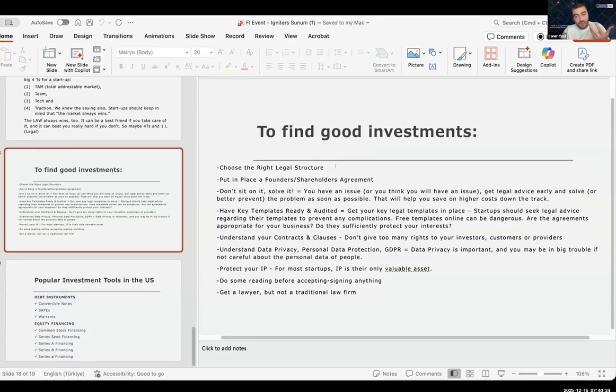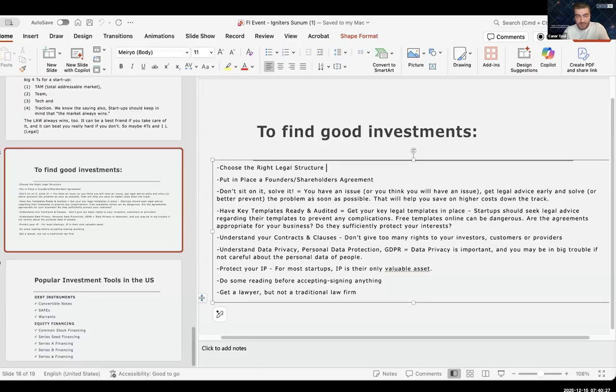Most investors look at some basics, which we mentioned already: the right legal structure. If you are in the US, for example, you need to have an incorporation, not an LLC in most scenarios, because LLCs are not VC friendly, investor friendly, shareholder friendly. So you need to have an incorporation. For example, in Turkey, you need to have an anonim şirket, as it's called in Turkish. And then, like we said, have a founders shareholders agreement.